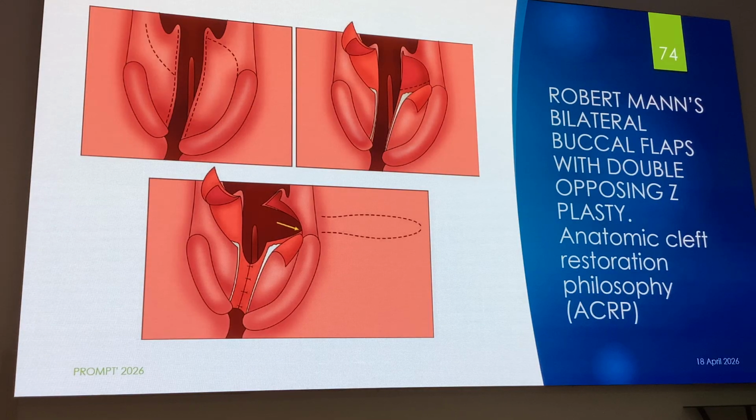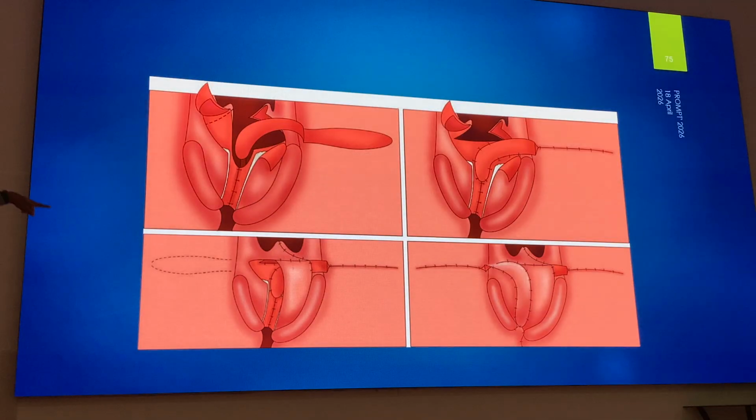This is called ACRP, anatomic cleft restoration, as Robert Mann has called it. You bring buccal flaps to close the tissue deficit in the nasal layer and oral layer. We bring the buccal flaps from one side into this defect. We do a Furlow, and if there is a lag and the tissues don't come together, we put a buccal flap on the nasal side, and then the hard palate is closed with a buccal flap on the oral side. You can see that in the last picture: there is a huge defect here, and the buccal flap from the opposite side comes in.